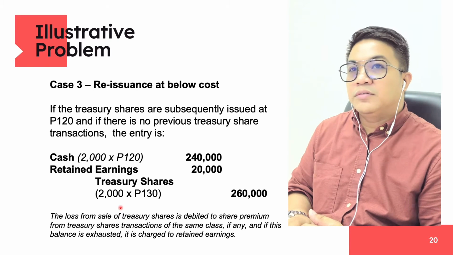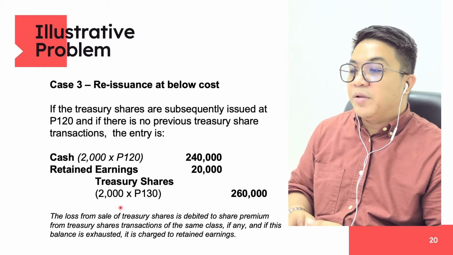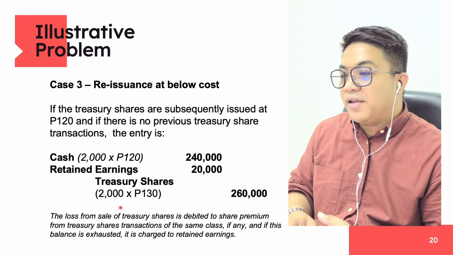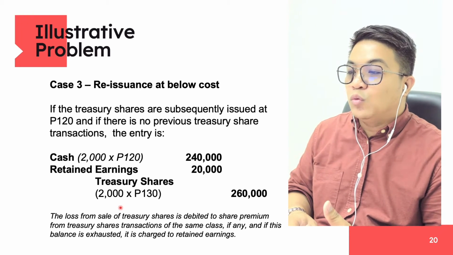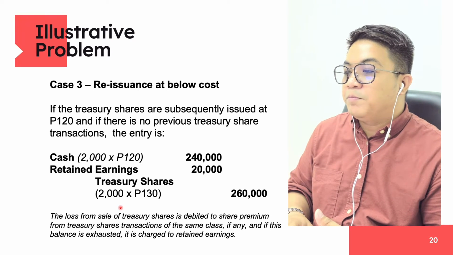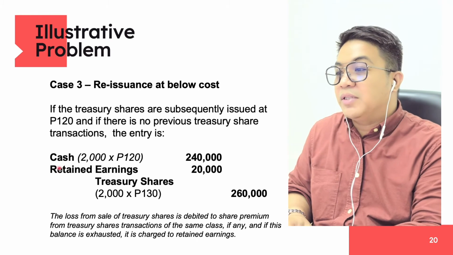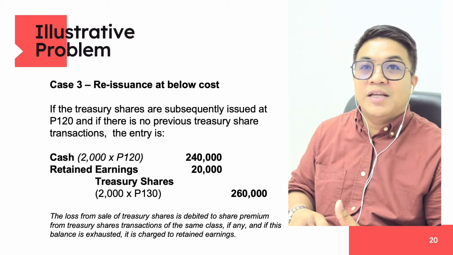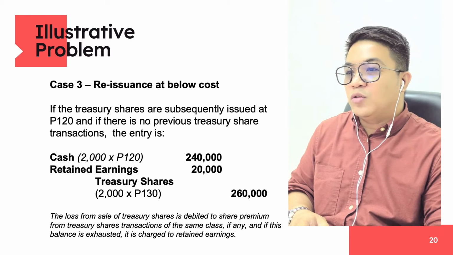So, any loss from sale of treasury shares is debited to share premium from treasury shares transactions of the same class, if any. And if the balance is exhausted, it is charged to retained earnings. So, kung may balance siya doon na share premium from treasury shares, then yun yung i-debit natin. But this time, based sa illustrative problem natin, wala doon yung balance ng share premium dash treasury shares. Alright?